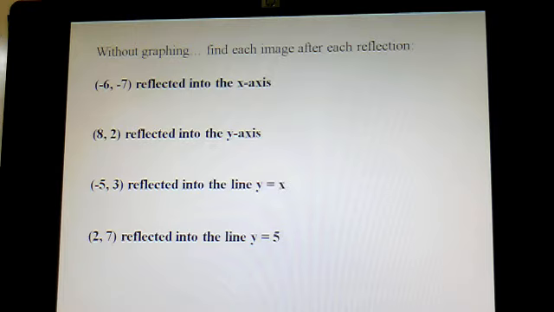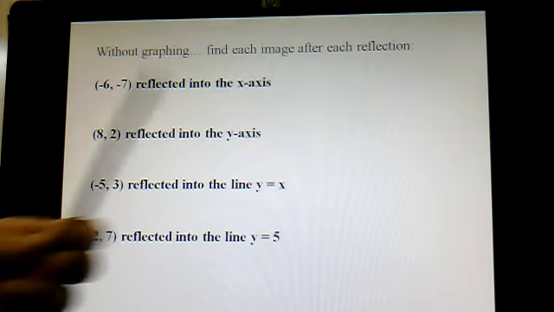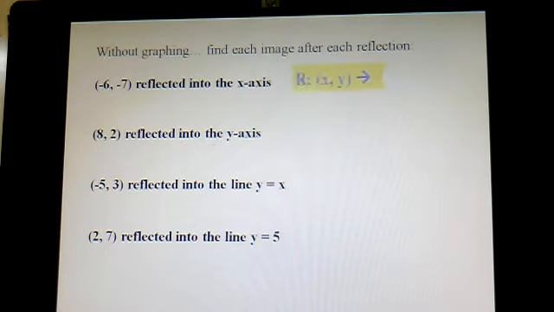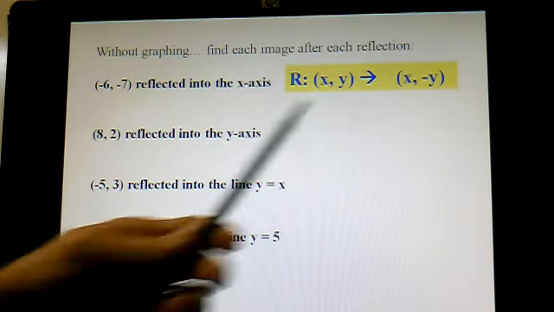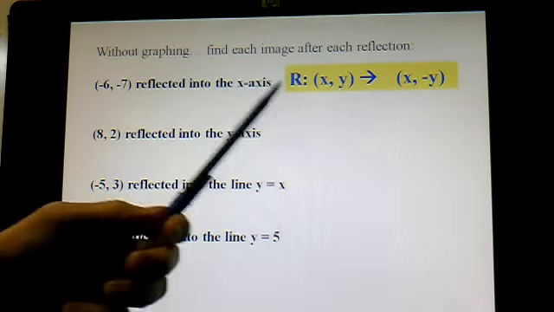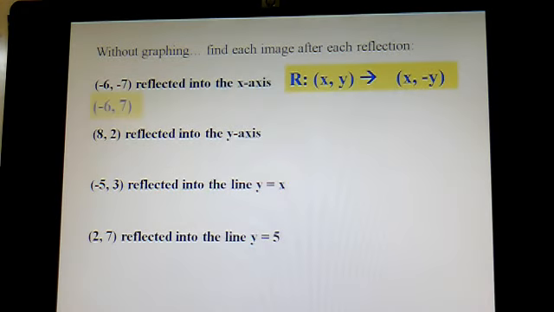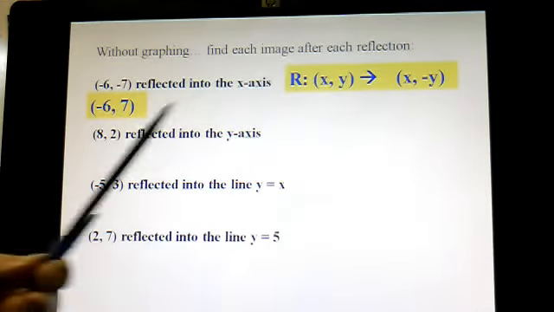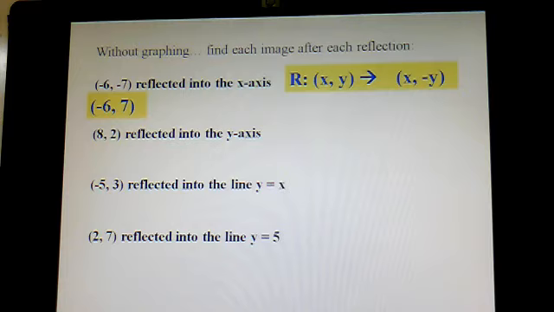So, hopefully you had a chance to knock these out pretty quickly. If you're reflecting over the x-axis, the only thing that changes is the y. Hopefully you realize the y becomes positive. So there's the rule. In terms of showing work on your homework, showing work is either you graph it or you demonstrate what rule you're applying. So the rule is y changes. There's my answer, -6, 7.